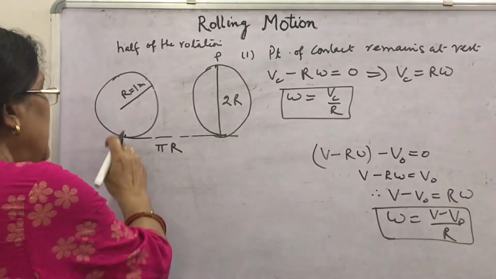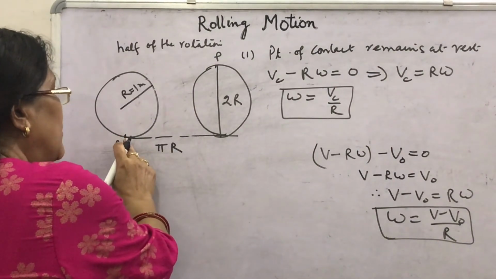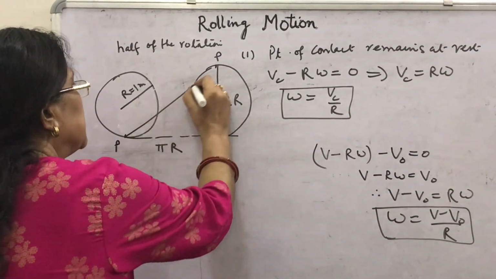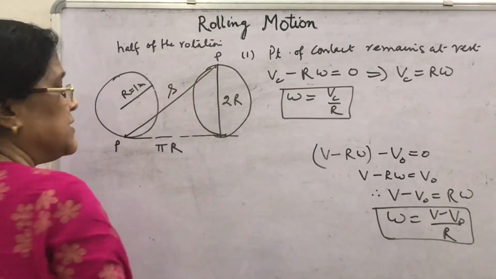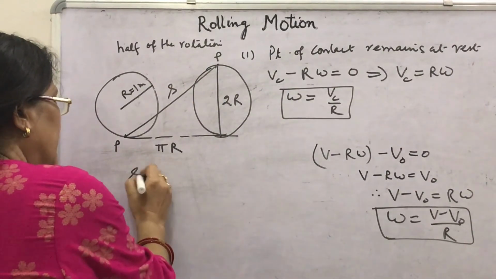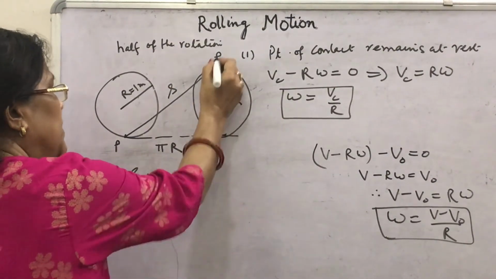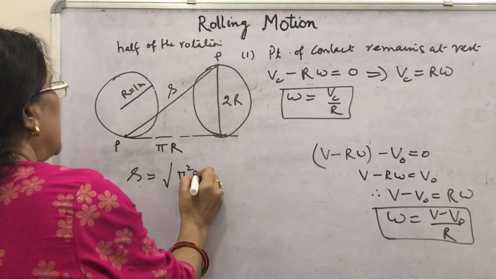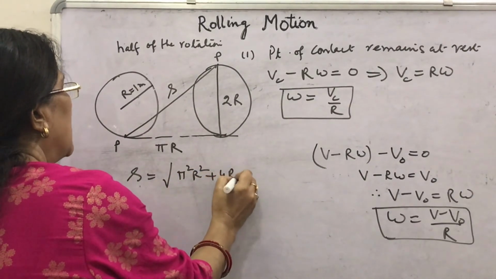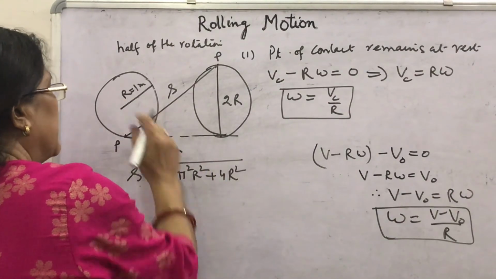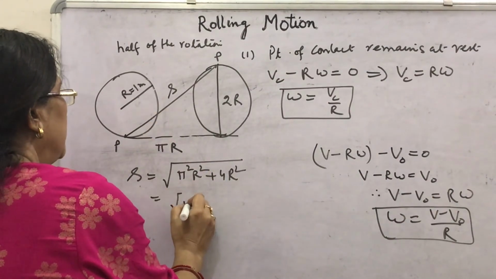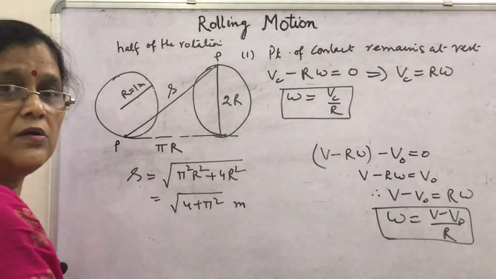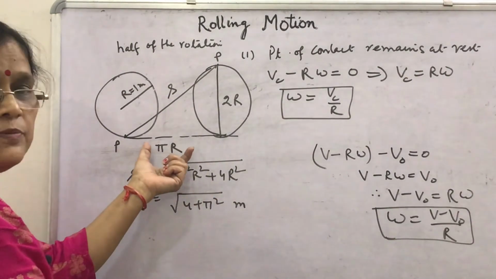We have to find the displacement of point P. Look here, then this will be the displacement of point P, suppose S. Now it is very simple. From Pythagoras, this 2r and this pi r, and its resultant will be S square equals pi square r square plus 4 r square. Since r is given 1 meter, so the answer is only square root of 4 plus pi square meter. In this way, displacement is measured.